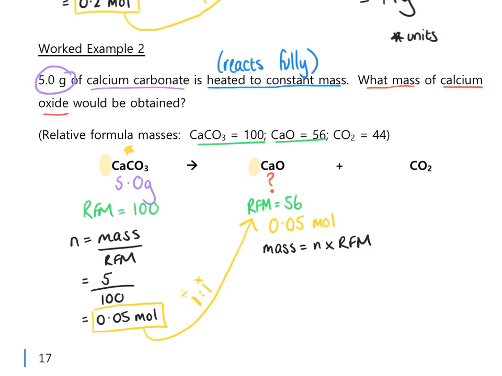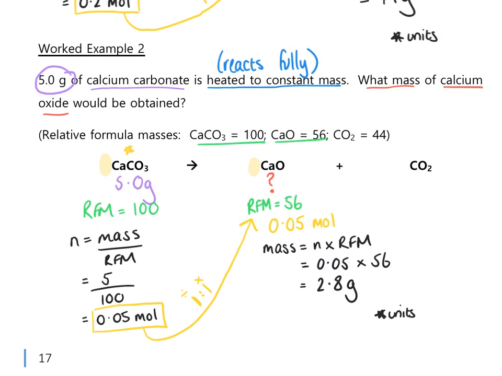Because remember, what I'm being asked to calculate is the mass of calcium oxide that would be obtained. So let's have a think. What is n? n is our number of moles, which we know is going to be 0.05 moles of calcium oxide formed. We multiply by the RFM, which is 56. Put that into your calculator. 0.05 times 56 is equal to 2.8 grams. Again, remember to include your units at the end of your question. And if you've been using this equation properly, your mass should come out in grams.